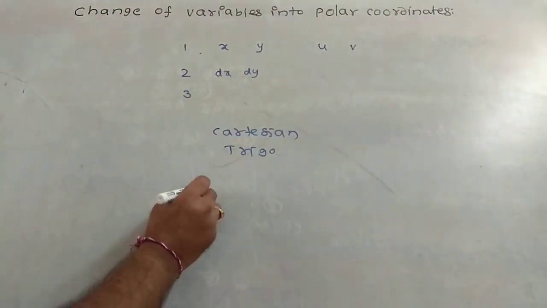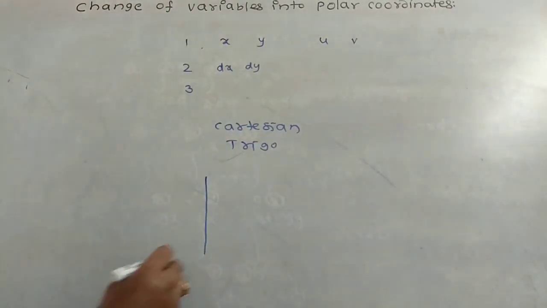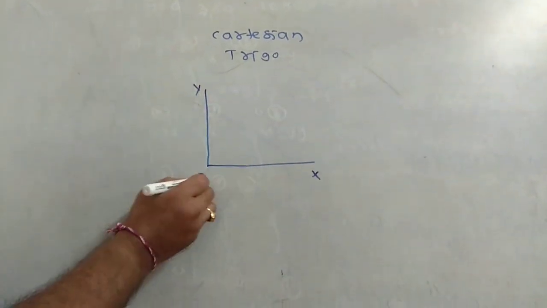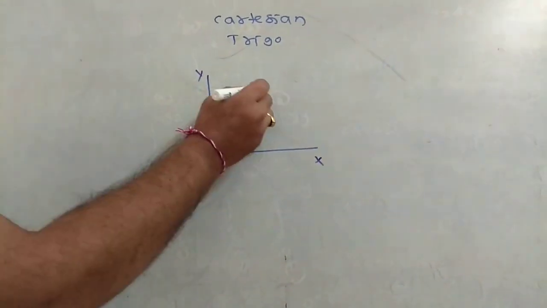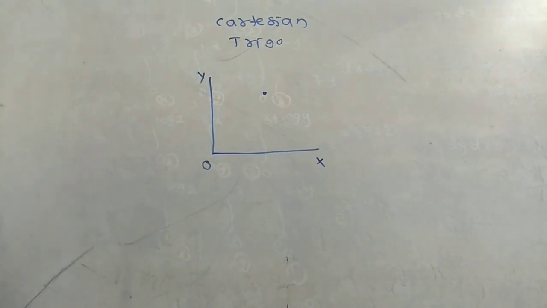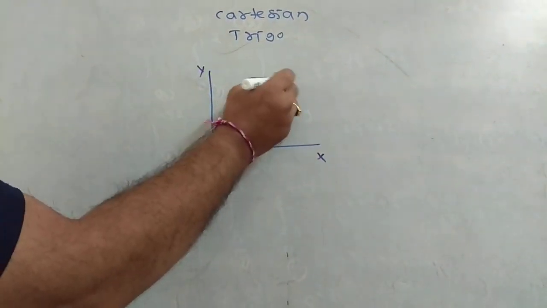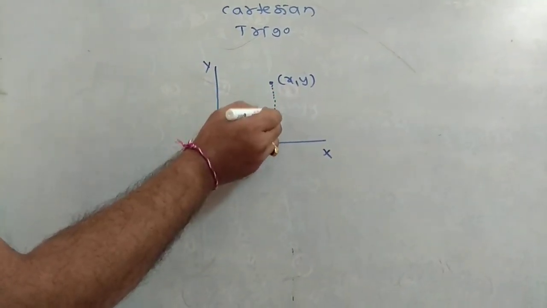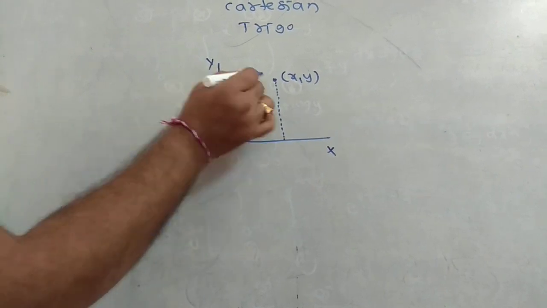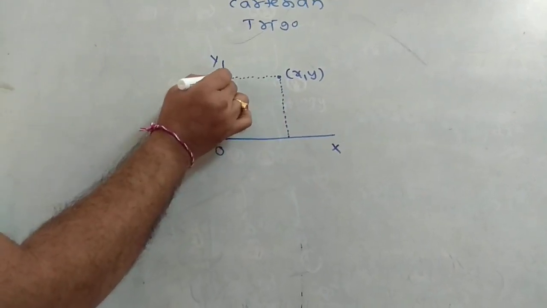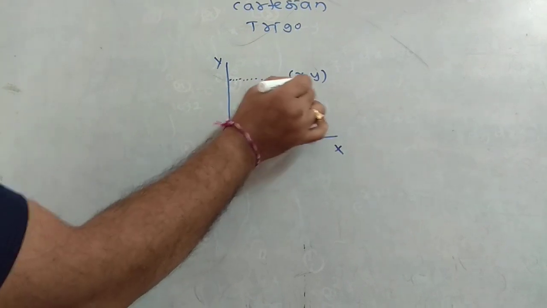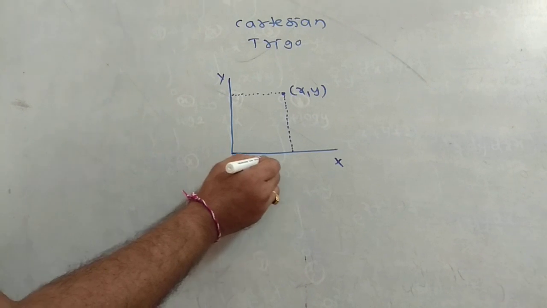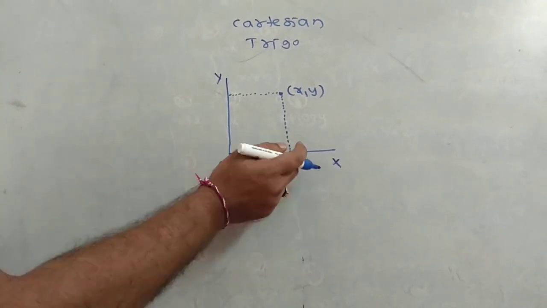Actually, when I draw a two-dimensional graph regarding the double integration, generally this is the x-axis and here it is the y-axis. Generally it is taken as the origin. If I write a point in a two-dimensional graph, what is the meaning of the point? This point I am denoting with x comma y. That means from this point you identify the distance from the x-axis and the distance from the y-axis. So this intersecting point is generally denoted by x comma y.